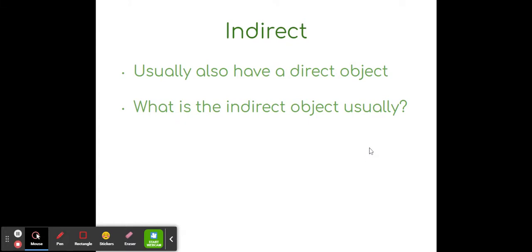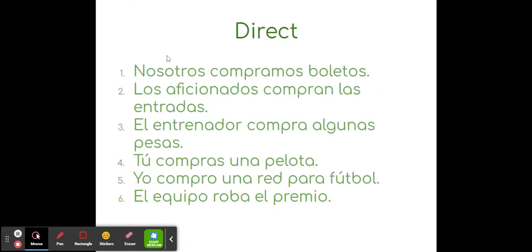Indirect objects, if there's a sentence with an indirect object, usually you'll also have a direct object. Typically the indirect object is a person. So if I were to come back here, like we buy tickets, if I said we buy my grandparents tickets, grandparents would be an indirect object because that's like to whom we buy tickets.